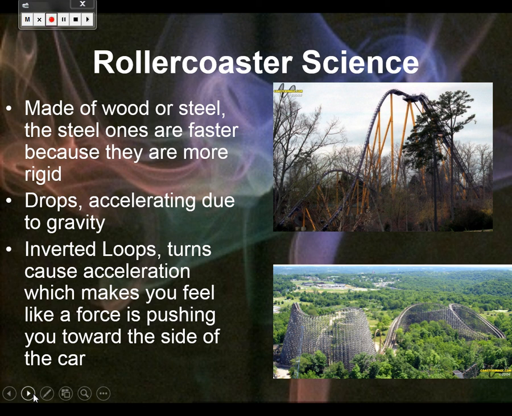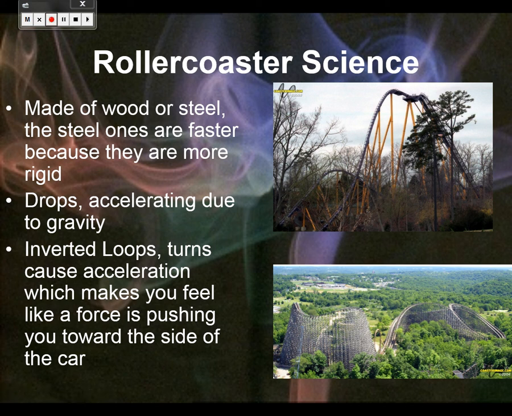Okay, roller coasters actually come into this lesson, which is pretty fun. They can be made of wood or steel. The steel ones are faster because the steel is more rigid. Any drops, and this is what's important, these second and third bullets. A drop, meaning you're going downhill, means you're accelerating due to gravity. So this one right here, this is Apollo's chariot, I think. As you're going down, you kind of had a little speed coming up here, but you're accelerating mainly due to gravity. Gravity's pulling you down.